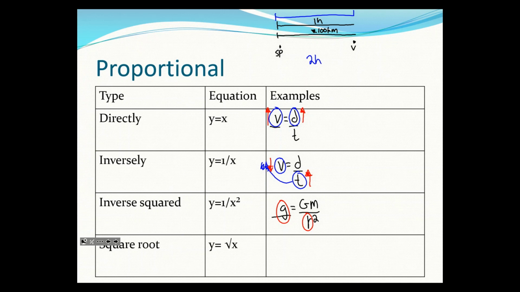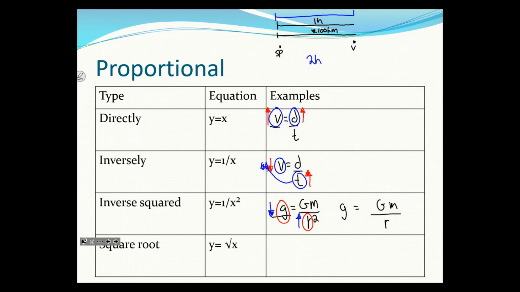So the same thing is going to happen: if we increase our R, we're going to decrease our G. But it just increases and decreases, not doubles, halves. It does it at a different amount, right? So we can use the skills that we learned in our last unit to find how it would affect it.